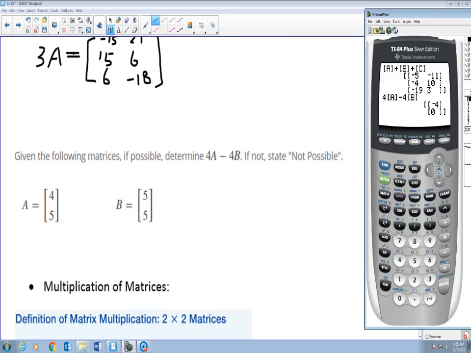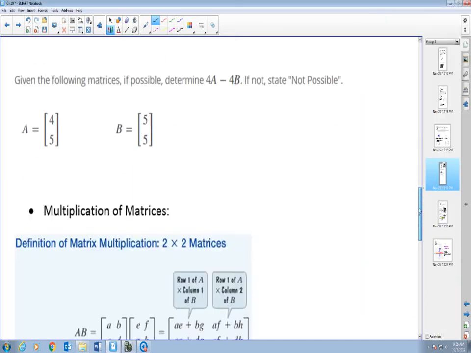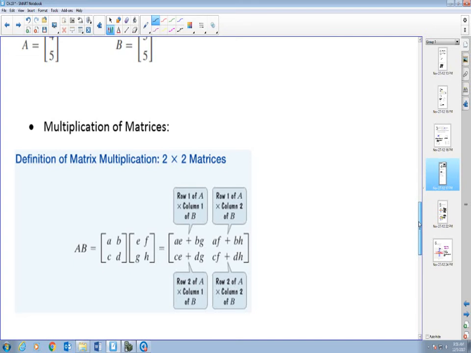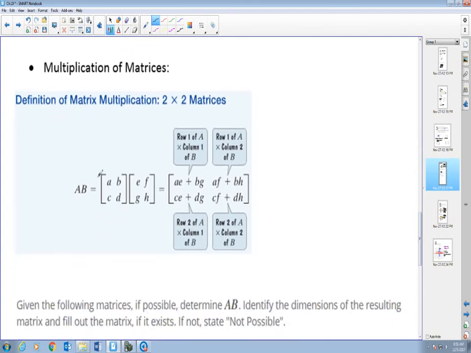There you go. That's my answer: -4 and 0. Alright. Now, when it comes to multiplication of matrices, this is just a definition of a 2 by 2 matrix being multiplied. A couple of things to keep in mind: matrix A is this one, matrix B is this one.